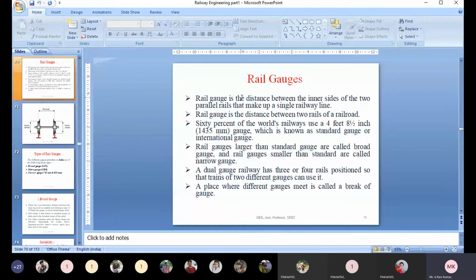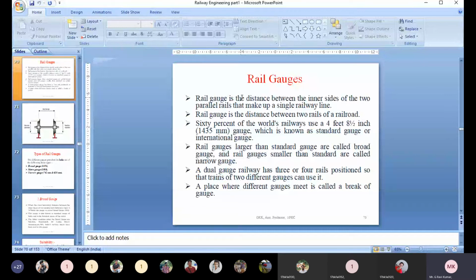And one more thing, the spacing, or the center to center distance between the two wheels of a train, is called the gauge. Or the distance between the inner sides of two rails is called the gauge. I will explain later what gauge is. Understand or no? It means for gauge two definitions are there.